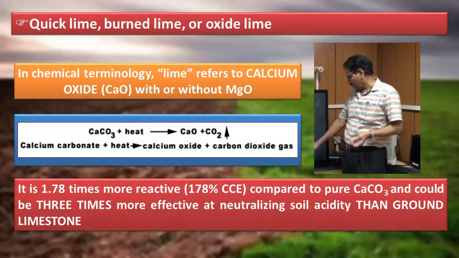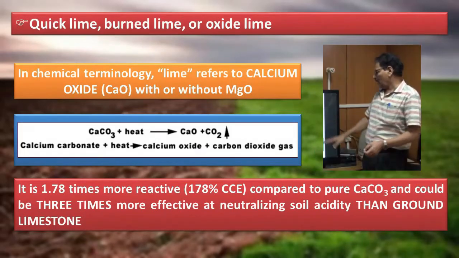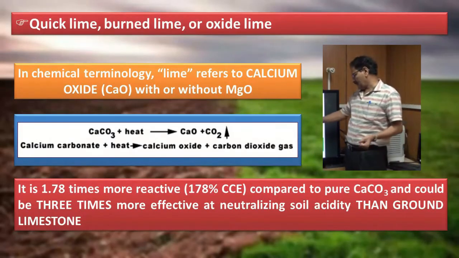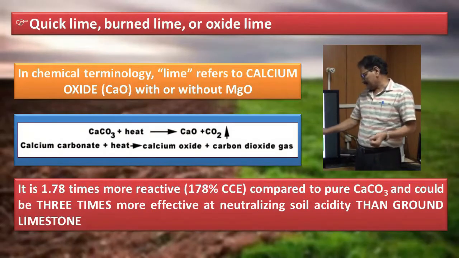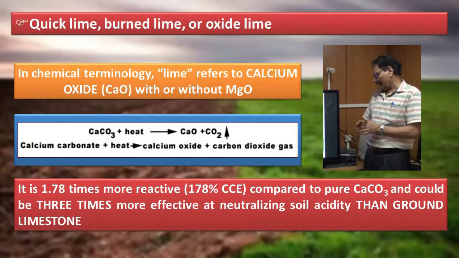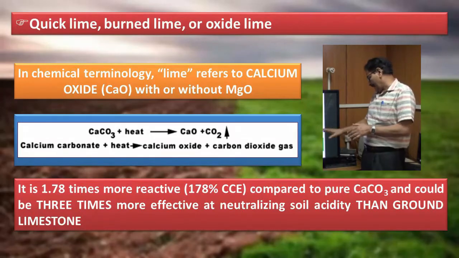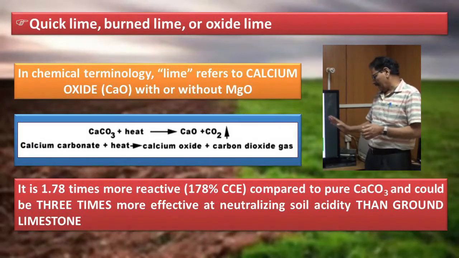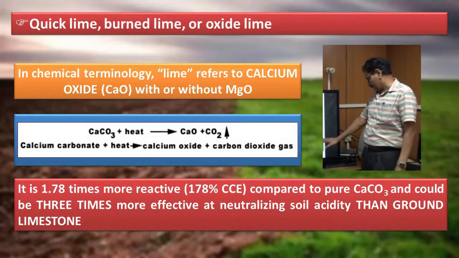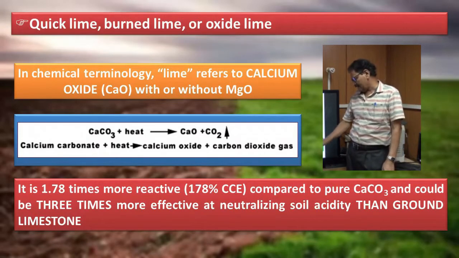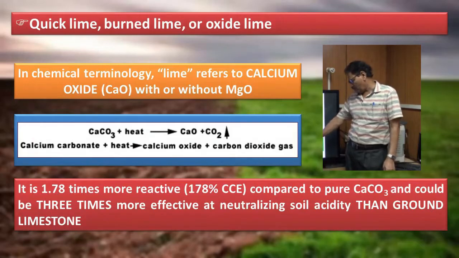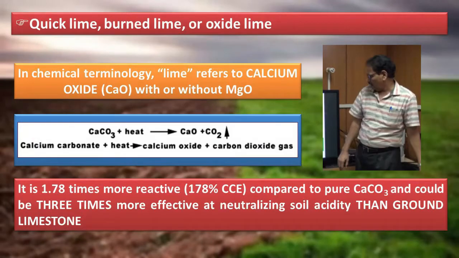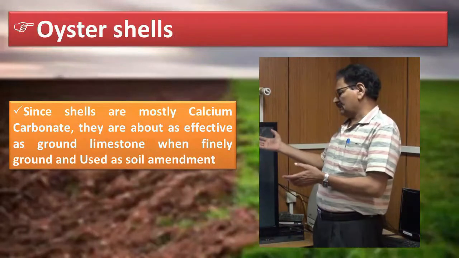acidity than ground limestone. Now, hydrated lime, calcium hydroxide, is 1.35 times more reactive as compared to pure calcium carbonate and could be twice as effective at neutralizing soil acidity than ground limestone. Now, third is the oyster shell.